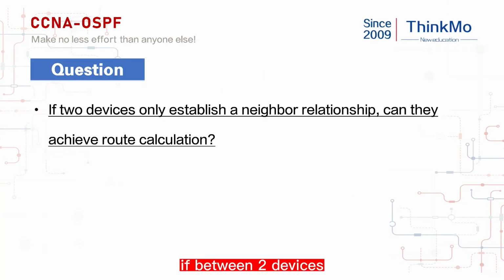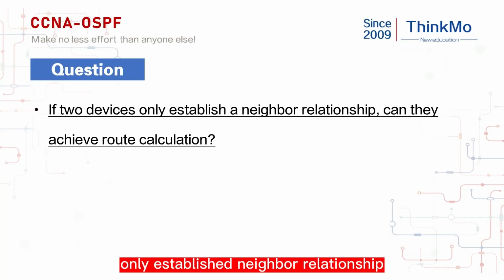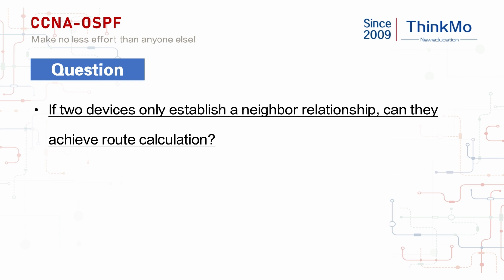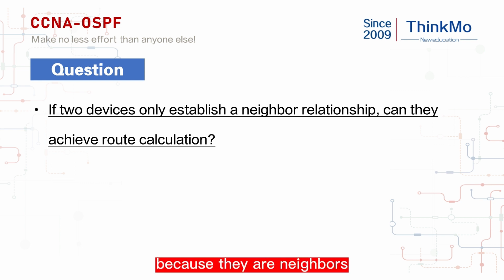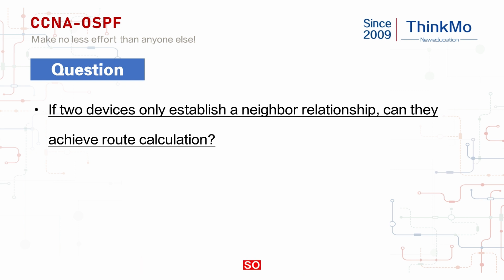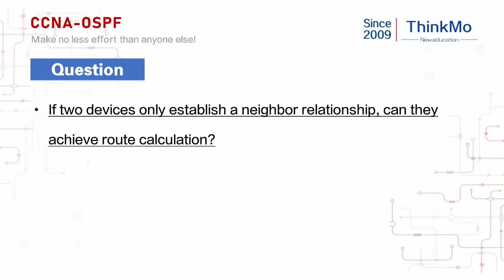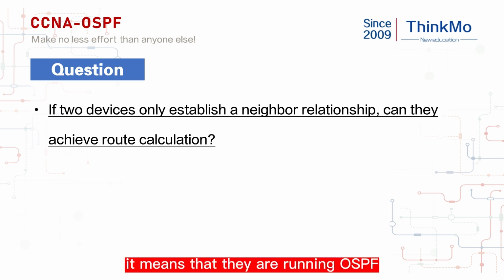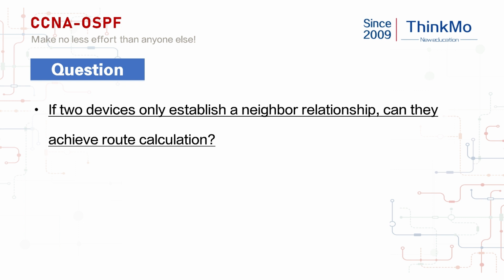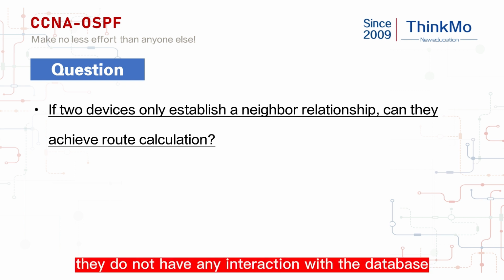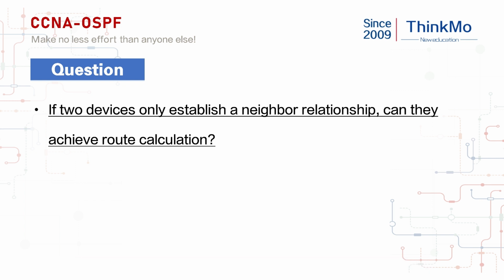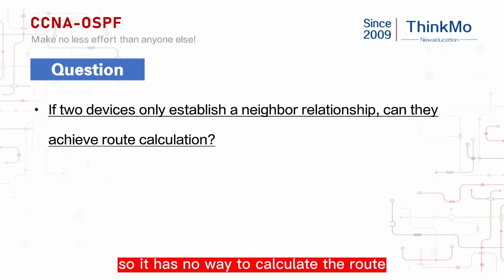If between two devices only a neighbor relationship is established, can they realize the calculation of routing? It is not possible, because as neighbors no information is exchanged at all. The neighbor relationship is just a confirmation that they are running OSPF on a network segment, nothing more. They do not have any interaction with the database, so there is no way to calculate the route.